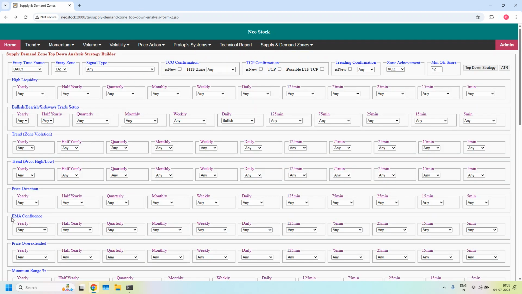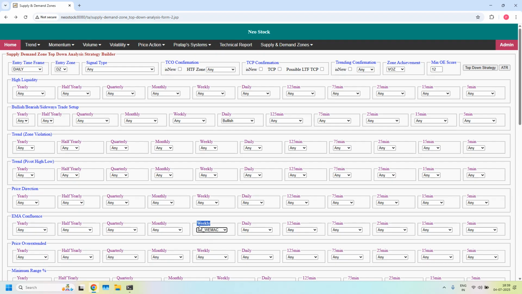Let's verify. In the EMA confluence, weekly time frame. Why weekly? Because the daily is overlapped with weekly. That's why we are looking for weekly demand zone with weekly EMA confluence. At the same time, you already learned, whenever we use EMA confluence, the trend should not be sideways. It can be up or down.